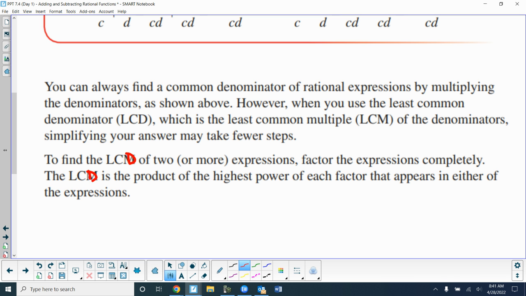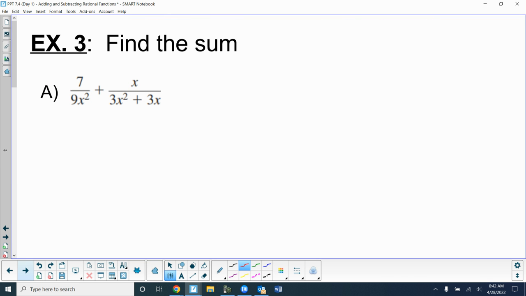Okay? So here's what I'm going to tell you. Once you have a factor, whatever shows up, you write it down. Okay, Caitlin? And if it shows up more than once, you don't have to write it down more than once. But if you have exponents, you write the higher exponent. Okay? So let's see what that looks like.